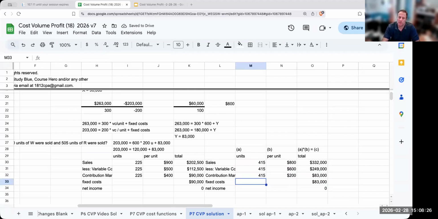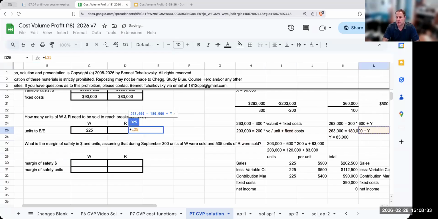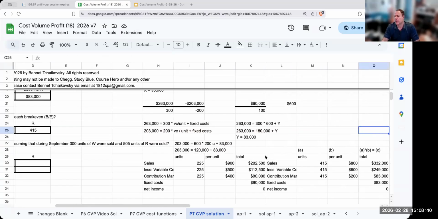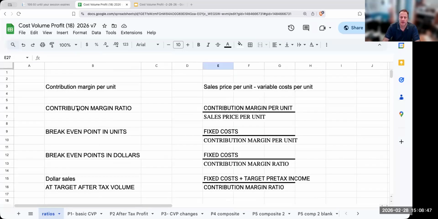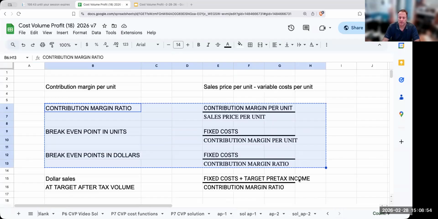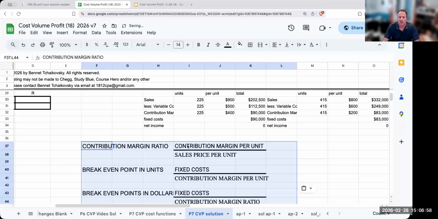So the number of units to break even for product W is going to be 225. The number of units to achieve break even for product R is going to be 415. Now, are there some other ways I could have solved this? Sure, right? Let's go ahead and take a look. Let's pull up some of these nice ratios. Okay, so I'm going to come back over here, go to problem 7 solution, and let's check these out.